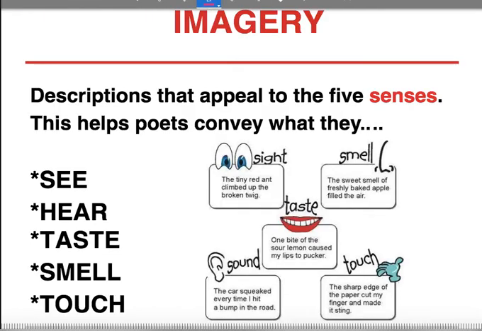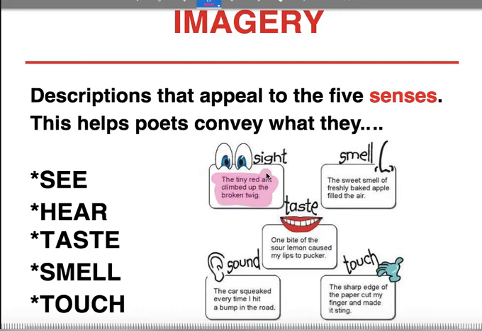So some other literary devices that poets are going to use. Imagery. We've talked about this. Imagery are descriptions that appeal to the 5 senses. It helps poets convey what they see, hear, taste, smell, and touch. So it's anything that's really adding that extra description. They give you some examples here, like for sight. The tiny red ant climbed up the broken twig.